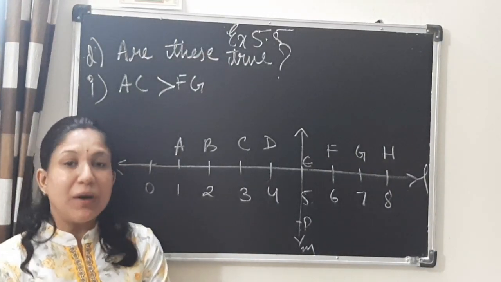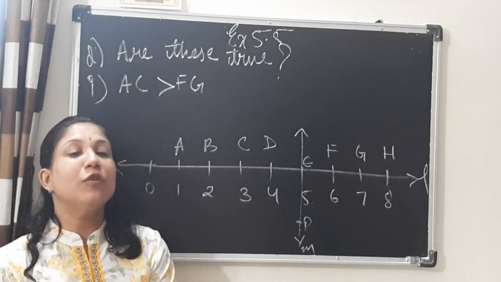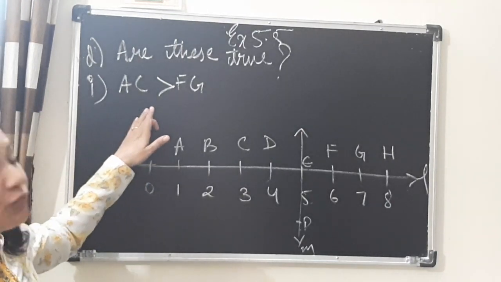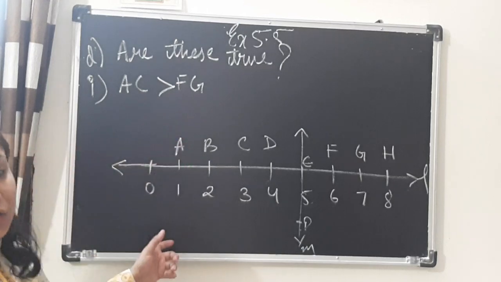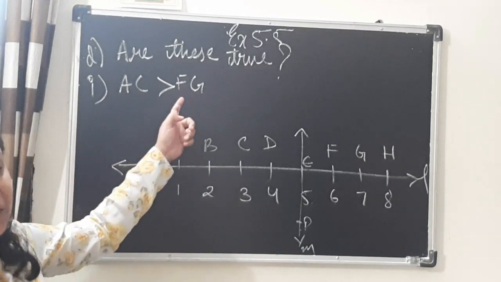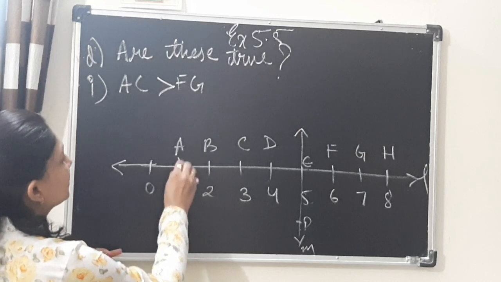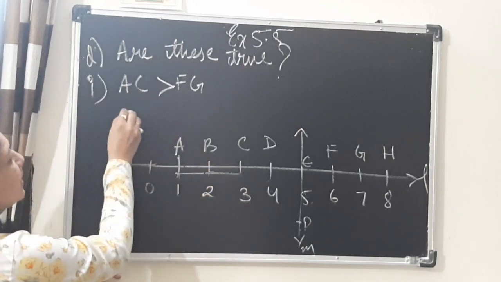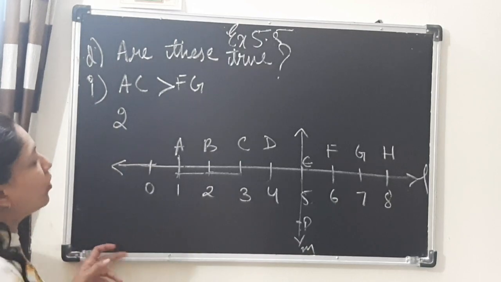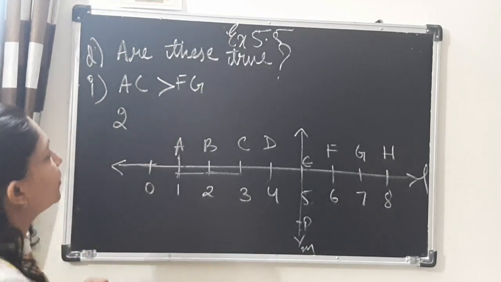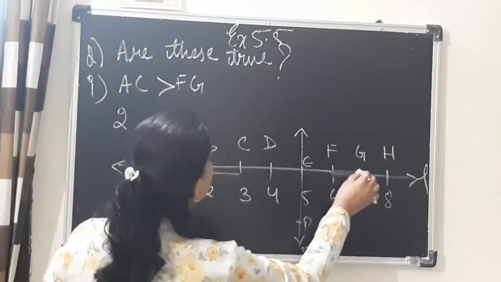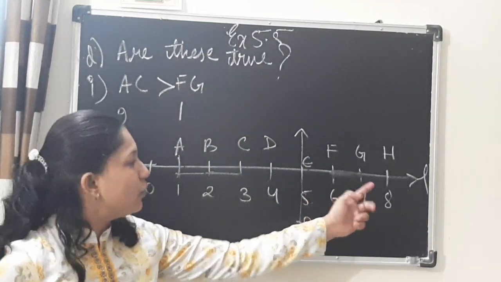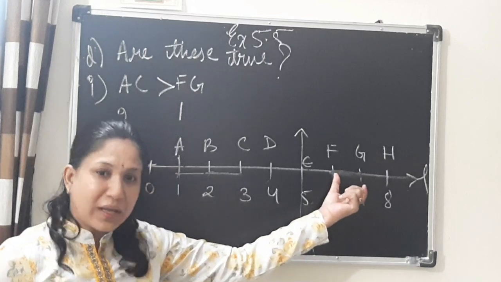Now in the D part of the 4th question, it is in the form of true and false. One statement is given, that is AC is more than FG. You just find out whether AC is more than FG. Locate where is AC. See AC. 1, 2. How many units AC has? 2 units. Now what about FG? Where is FG? See FG. Only 1 unit. Correct? See FG has only 1 line segment. FG, this is only 1 small line segment.